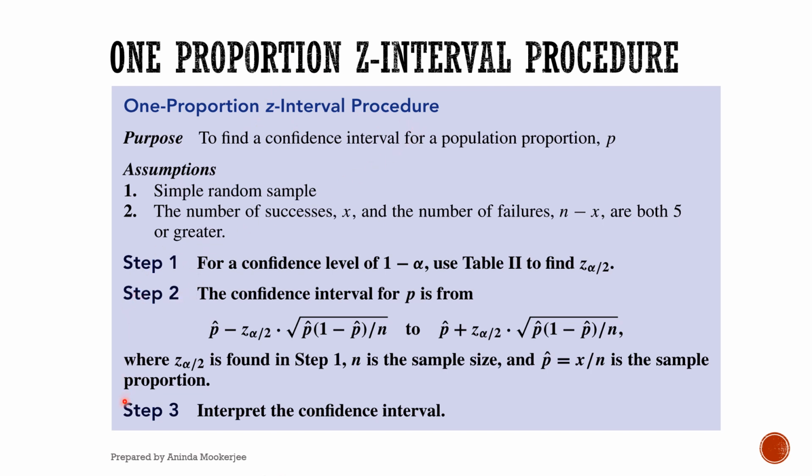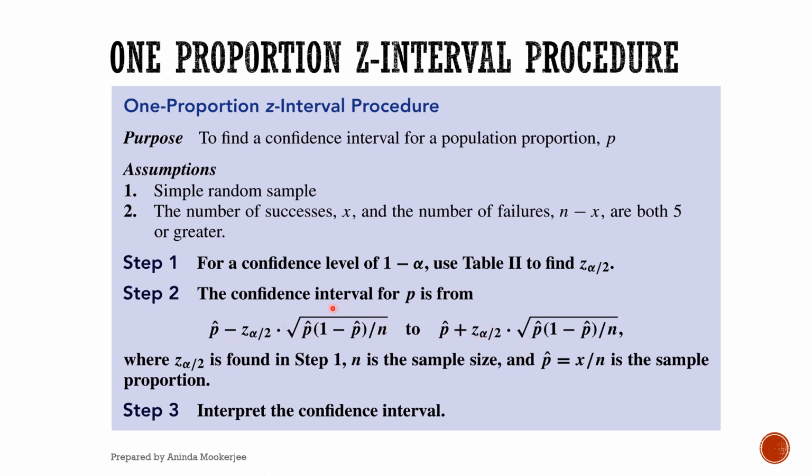The broad steps are the same. The only difference will be the formula that we will be using to find the confidence interval. So step one is, for a confidence level of 1 minus alpha, use the table or your graphing calculator to find Z of alpha by 2. We always have to divide alpha by 2 when we find confidence intervals. Step 2 is finding the confidence interval using the formula. There's a minus to be done and a plus.